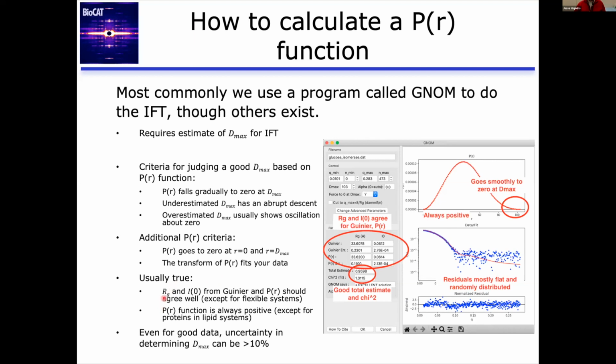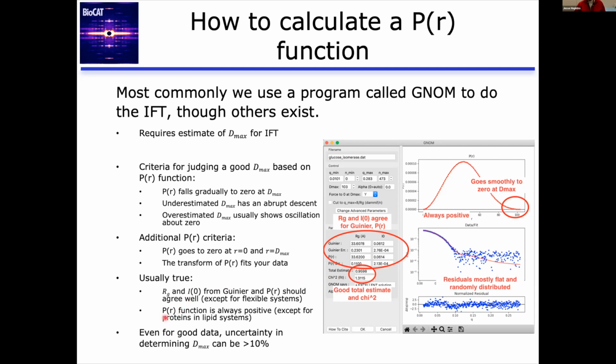It's usually true that the Rg and I of zero from the Guinier and P(r) will agree well. This is true except for flexible systems, which again we'll talk about on Friday. You want the fit criteria to be good, so you want this chi-squared or total estimate or something like that to be good numbers. Good chi-squareds are usually near 1, for example.